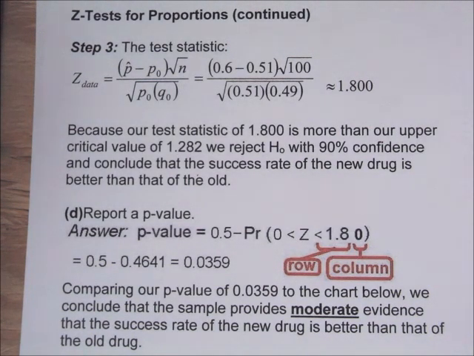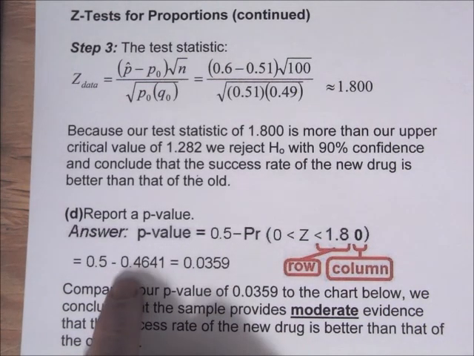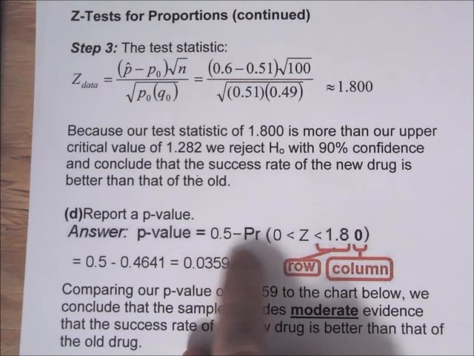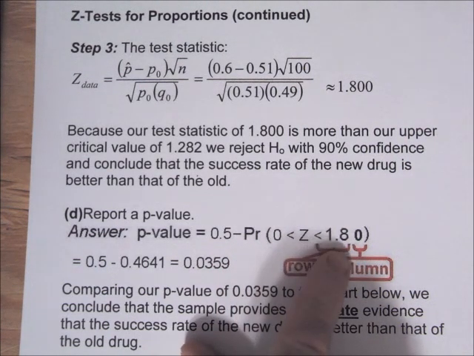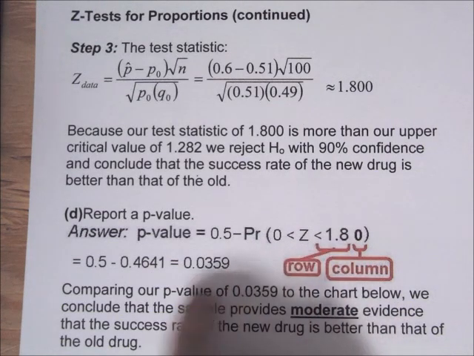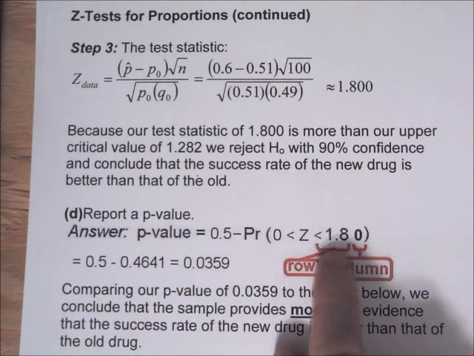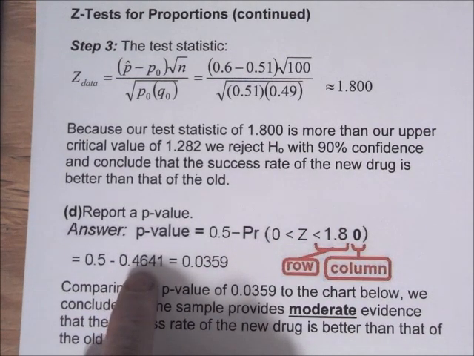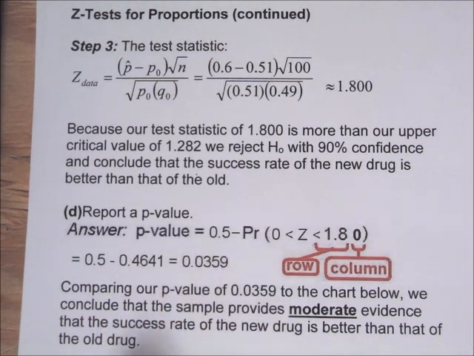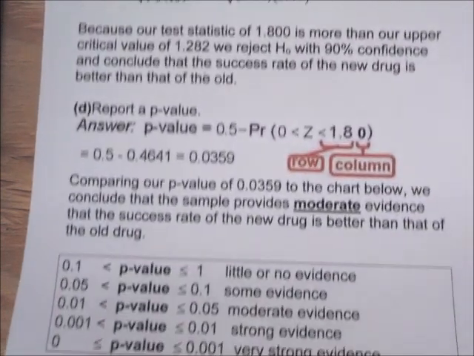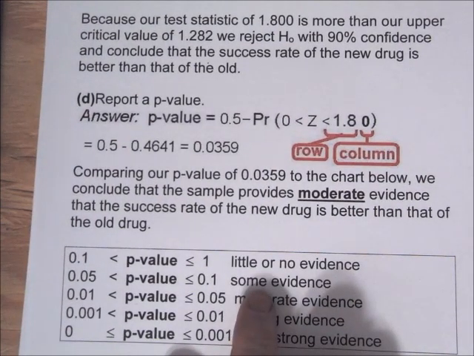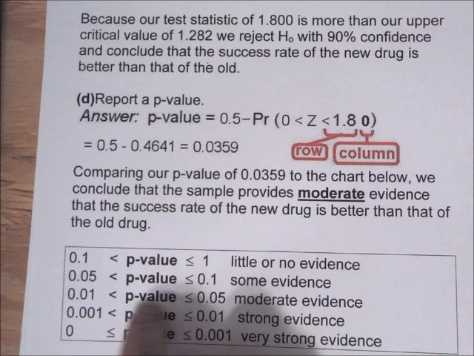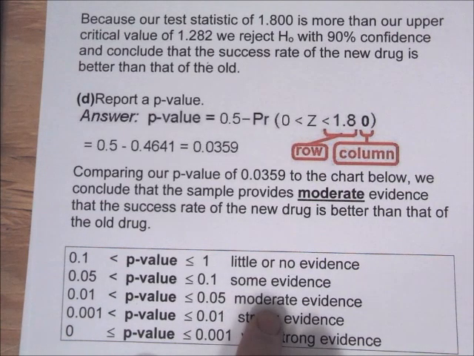We can also compute a p-value, so this time we don't need to multiply by 2. It's just 0.5 minus the probability that z is between 0 and 1.80. Looking in row 1.8, column 0, we get 0.4641. Subtract from 0.5, you get a p-value of 0.0359. And this time the 0.03 is between 0.01 and 0.05, so this time we have moderate evidence. The sample provides moderate evidence.